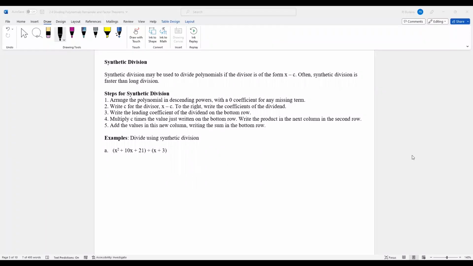Now for synthetic division. I had mentioned in the last video that you guys are really going to like synthetic division because it's much, much faster than performing long division. Now, there's a couple things that you have to keep in mind. Notice that it says synthetic division may be used to divide polynomials if the divisor is of the form x minus c. That means that the coefficient on x can only be 1.